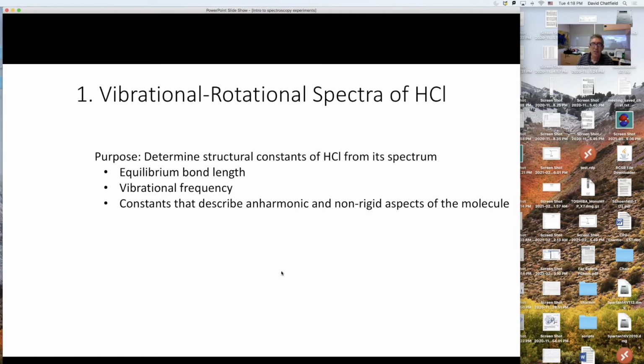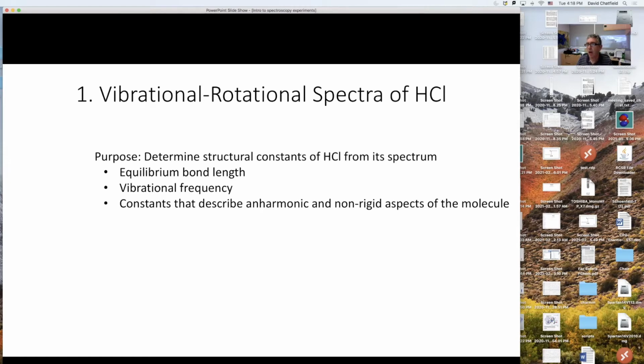Hello, students. David Chatfield here, and I want to tell you about the physical chemistry experiment, the vibrational rotational spectra of HCl. The purpose of this experiment is to determine structural constants of HCl from its spectrum and also spectral constants. You'll be able to determine the equilibrium bond length, the vibrational frequency, and constants that describe anharmonic and non-rigid aspects of the molecule.